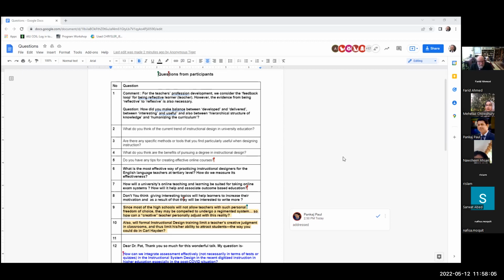Okay. What is the most effective way of practicing instructional design for English language teachers at tertiary level? How do you measure its effectiveness? I think the effectiveness should be measured not only by what the young scholars have as output, but also, one thing we don't do enough of at the university level, even the high school level, is ask the young scholars for feedback on the lessons that we are delivering.